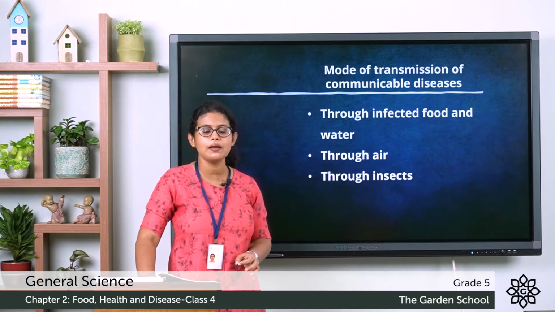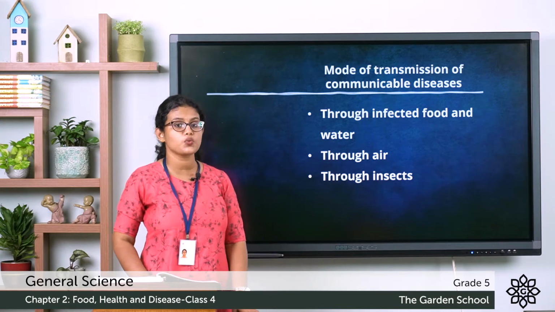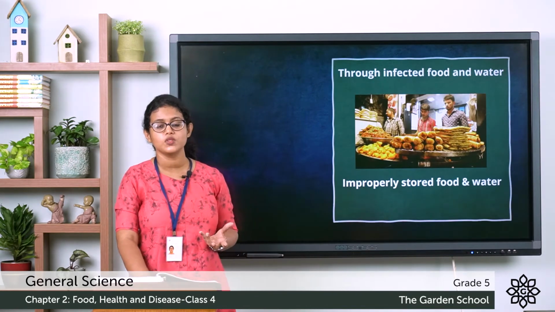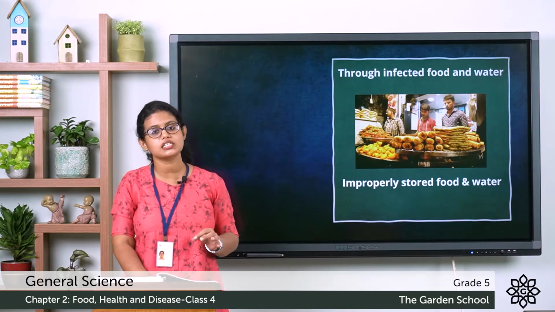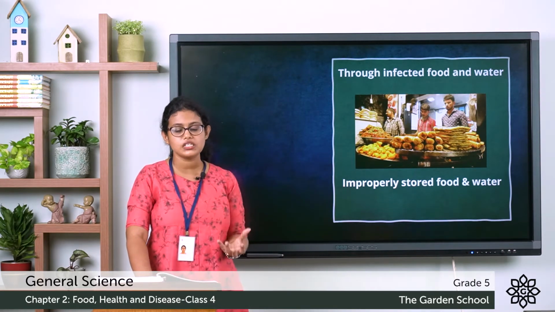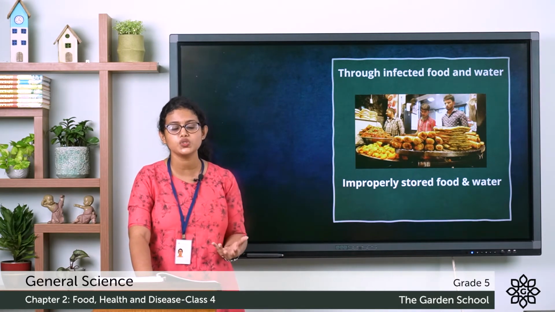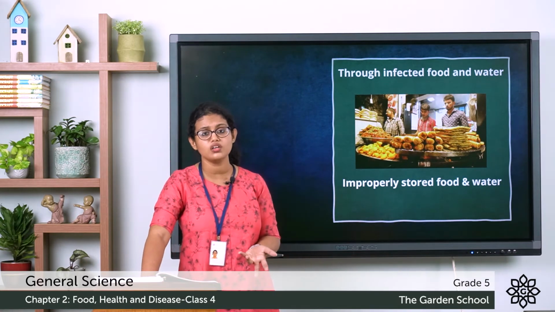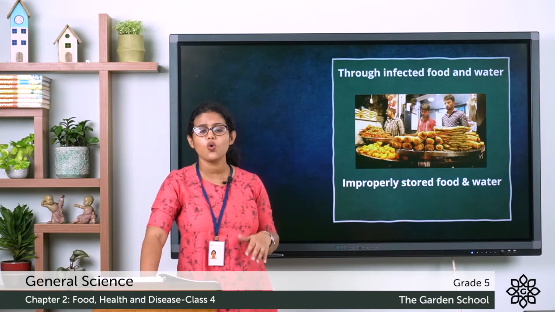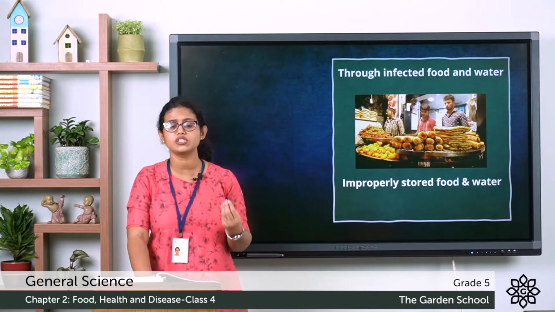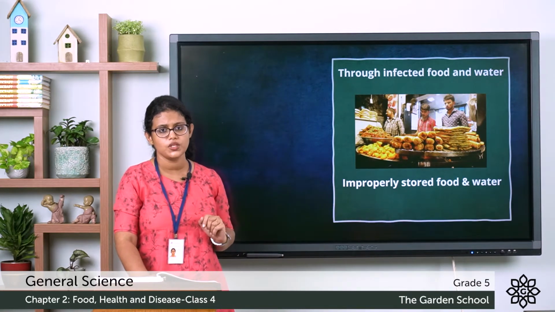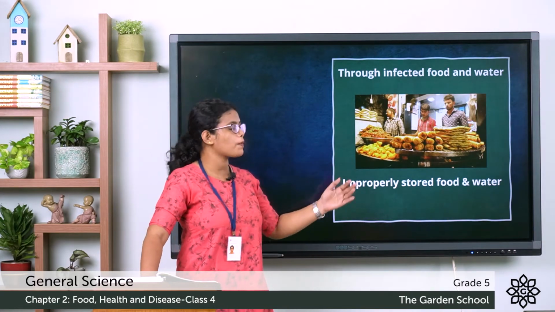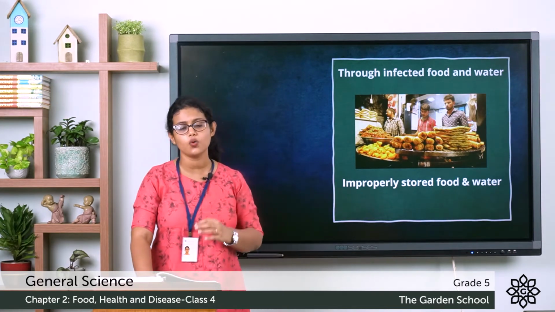So let's discuss them one by one. The first one is through infected food and water. In the last class we discussed that there are some diseases that are caused due to contaminated food and water. Typhoid and cholera are caused because of contaminated food and water. So how is this transmitted? It is through improperly stored food and water.